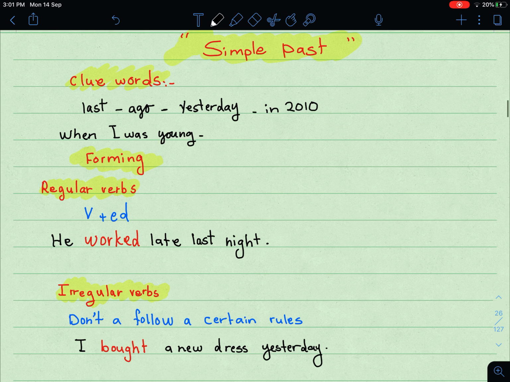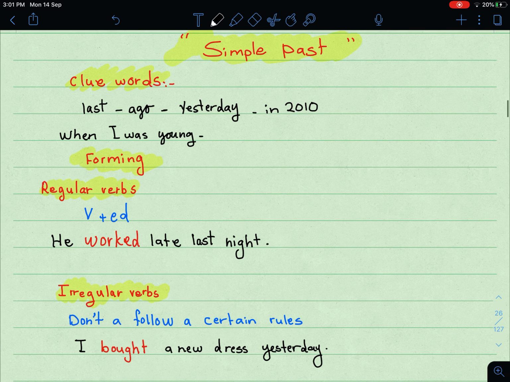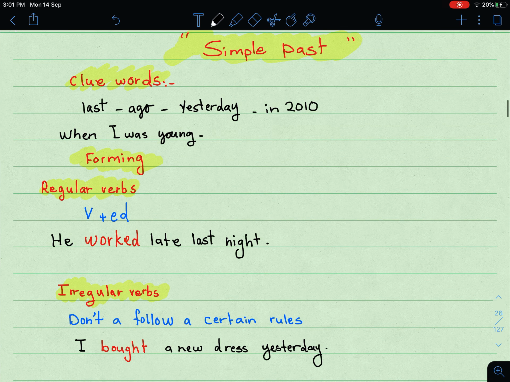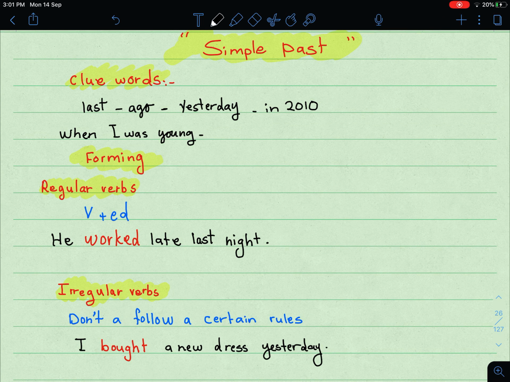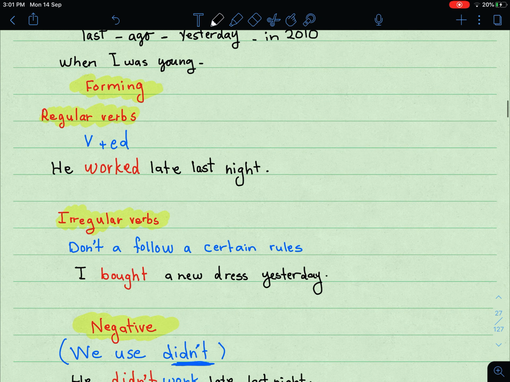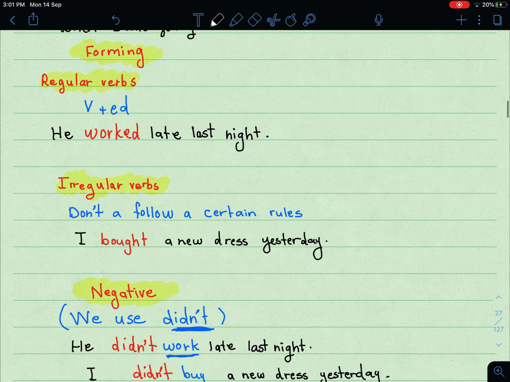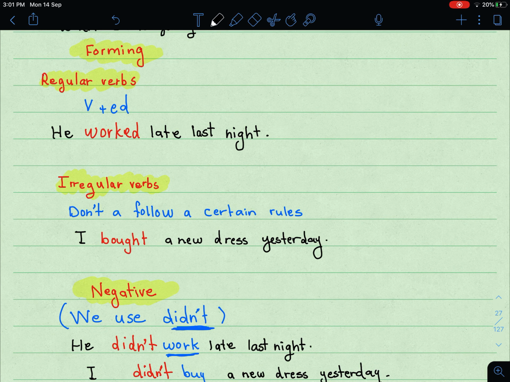Now let's start with the clue words. For example, last week, last month, 3 months ago, 4 months ago, yesterday, in 2010, or in 2018, when I was young, when I was at the university. All of these are some of the clue words that are used with the simple past. بعض الكلمات اللي ممكن استخدمها مع الماضي. Let's take a look at the formation. Formation with the affirmative statement مع الجمل المثبتة.